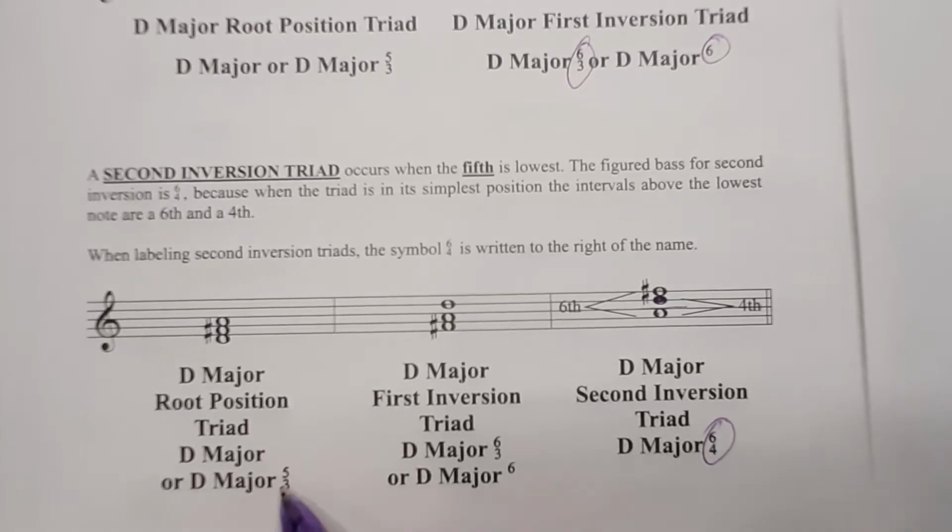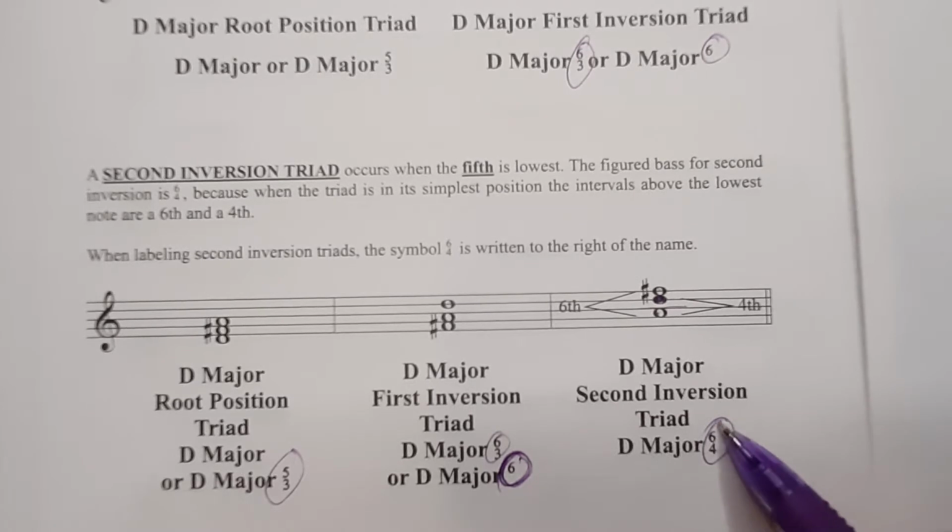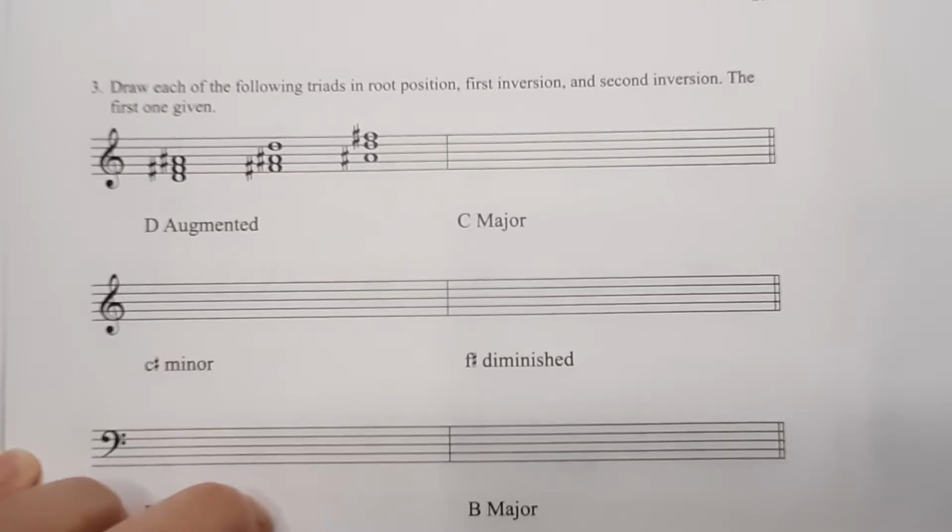Again, for the root position, 5-3, or you omit it. You don't write it. For the first inversion, 6-3 or 6, but usually we go with 6. For the second inversion, it's 6-4. Okay, let's do some work now.